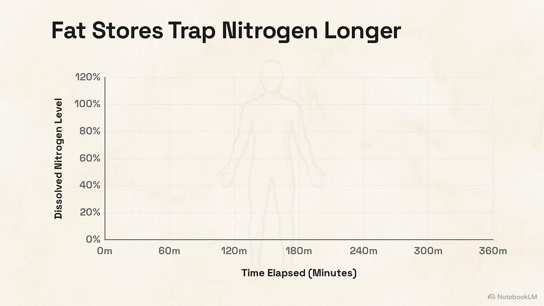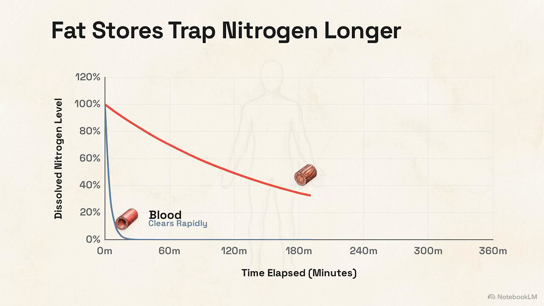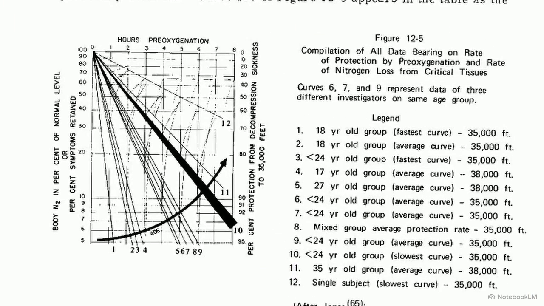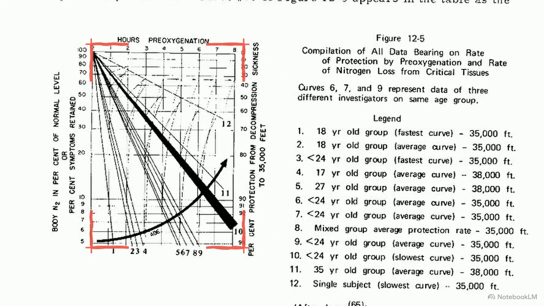The equation uses multiple time constants because nitrogen leaves different parts of the body at different rates. Blood clears rapidly, while fat stores hold on to inert gases much longer. This compilation of data shows how individual factors like age and physical conditioning create a wide spread in how fast an astronaut achieves protection, indicated by the varying slopes of these decay curves.